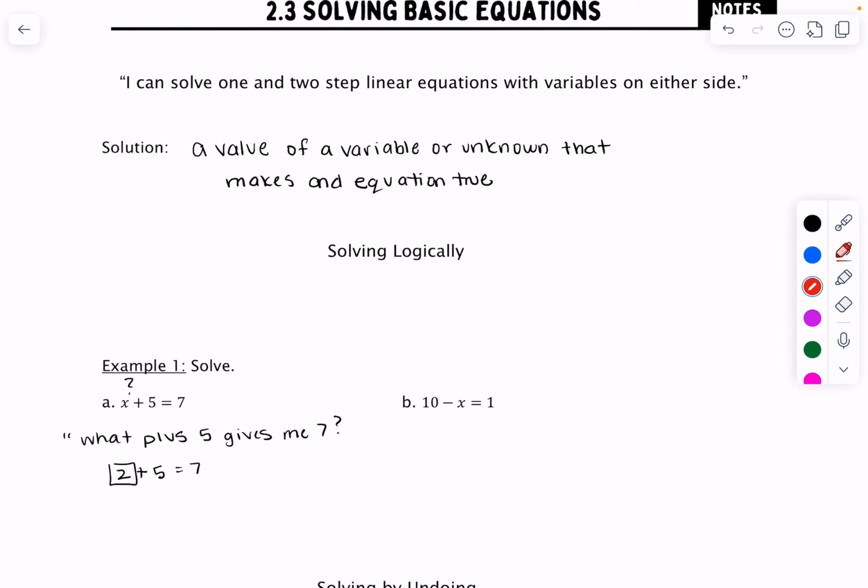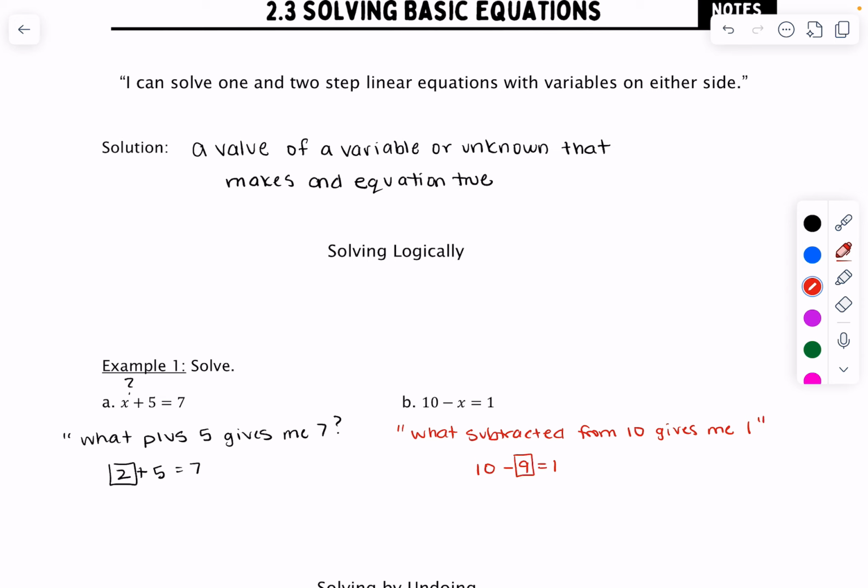For letter B, we're asking ourselves 10 minus x equals 1. We're saying, what subtracted from 10 gives me 1? So if I want to take something away from 10 and I get 1, it's going to be a 9, because 10 minus 9 equals 1. So my answer here is 9.